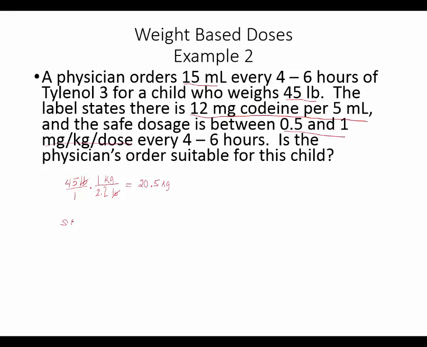Next, I want to look at what is safe for the child. When I'm looking at what is safe, there is the low end, and the low end of the range is to give 1/2 milligram per kilogram of the codeine. So I'll multiply that by the child's weight, which I converted, so times 20.5 kilograms, putting that over 1 as a placeholder. And I come up with 10.25 milligrams per dose.